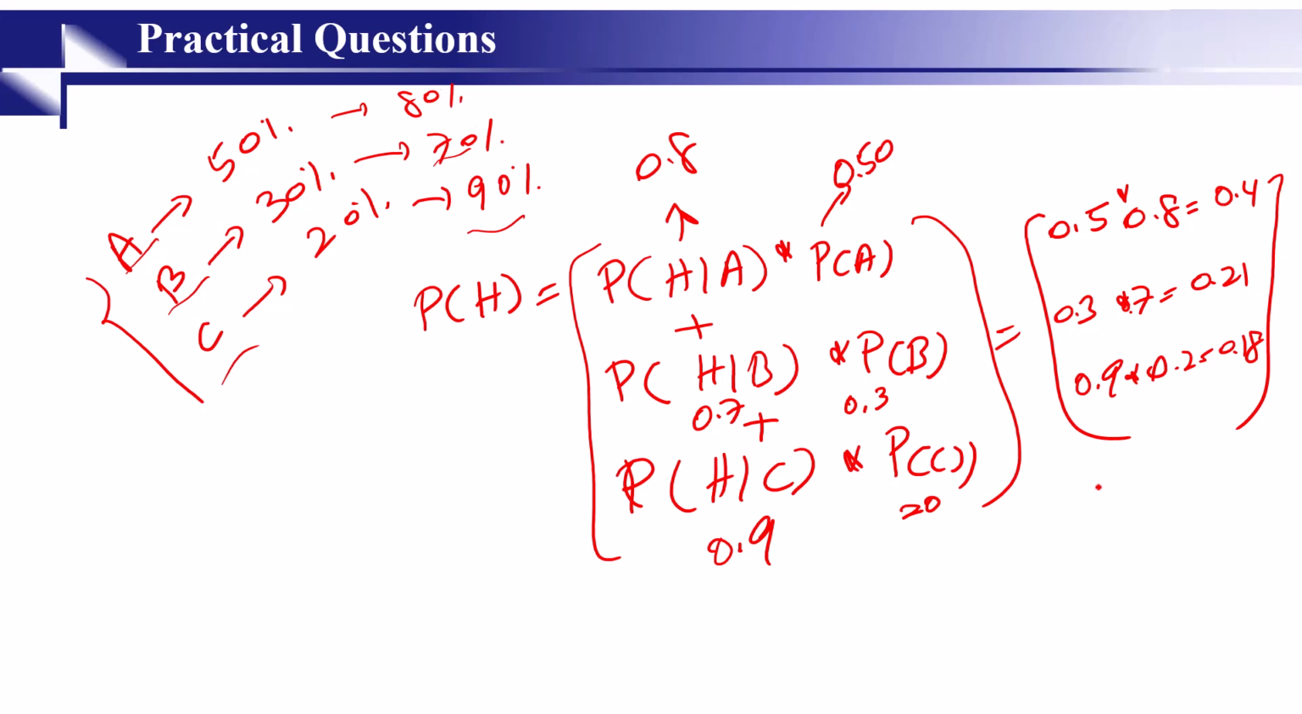Then we sum all of this together, and we will get 79%. It means the probability that the student finishes homework on time is 79%.